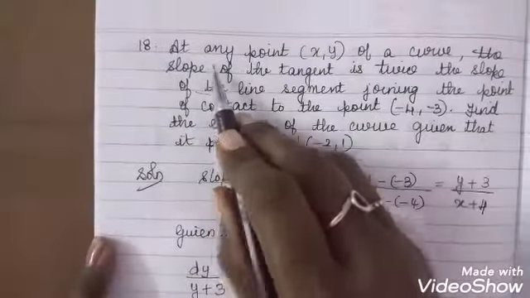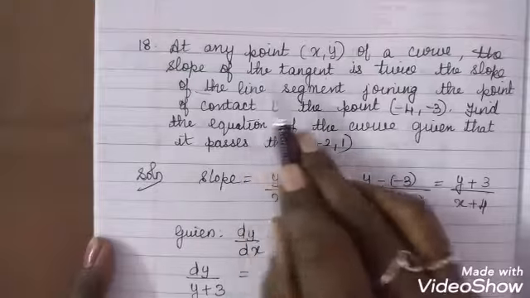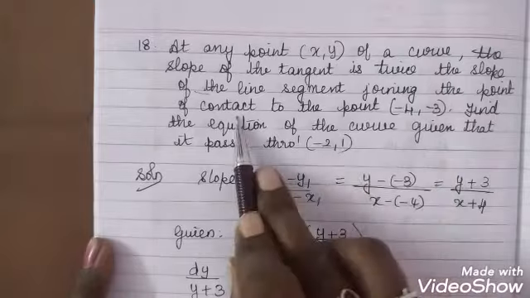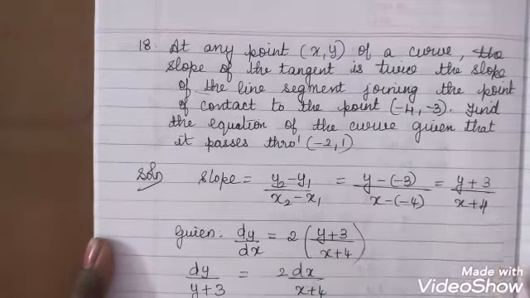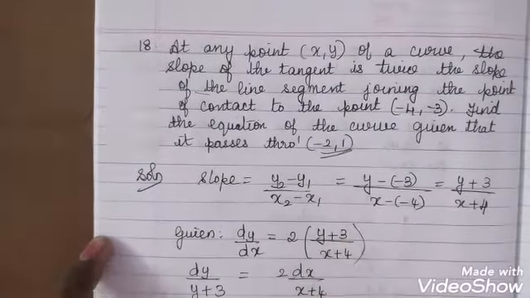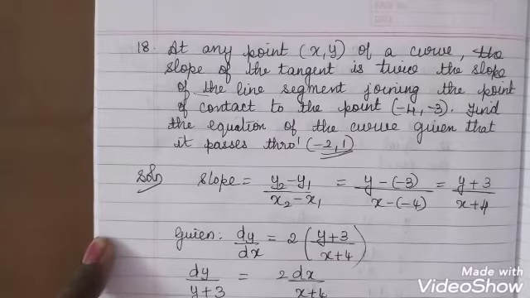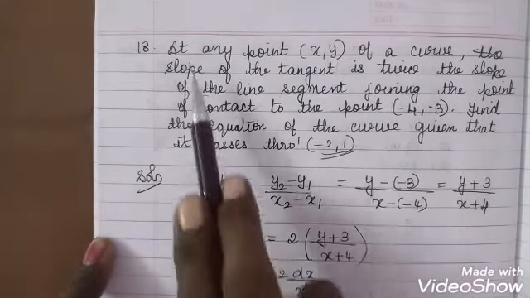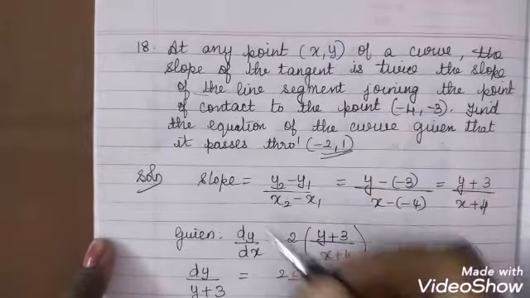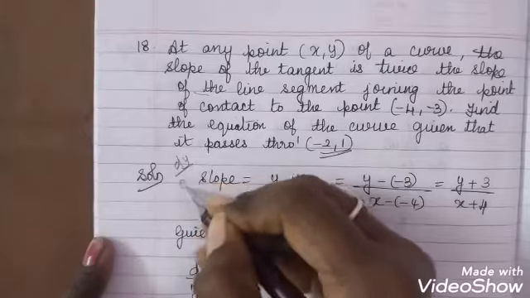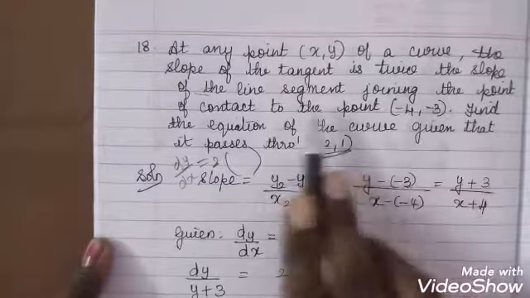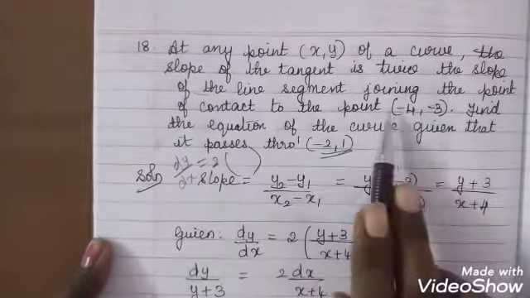The 18th one: at any point x comma y of a curve, the slope of the tangent is twice the slope of the line segment joining the point of contact to the point minus 4 comma minus 3. Find the equation of the curve given that it passes through minus 2 comma minus 1. So here it will be a little confusing because there are 2 points, but read the first part. At any point x comma y of a curve, slope of a tangent. So what is meant by slope of a tangent in general? It's nothing but your dy by dx. It is twice the slope of the line segment joining the point of contact to the point.